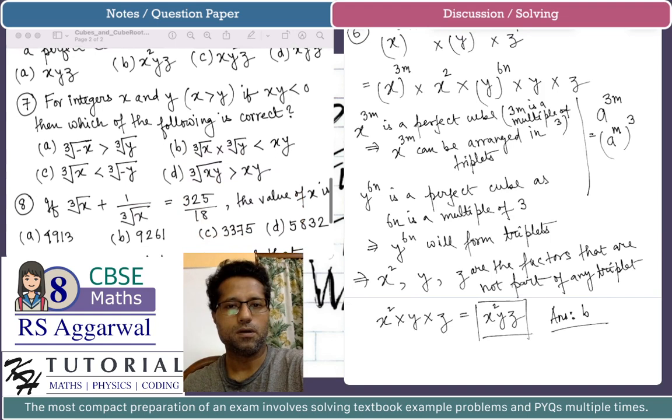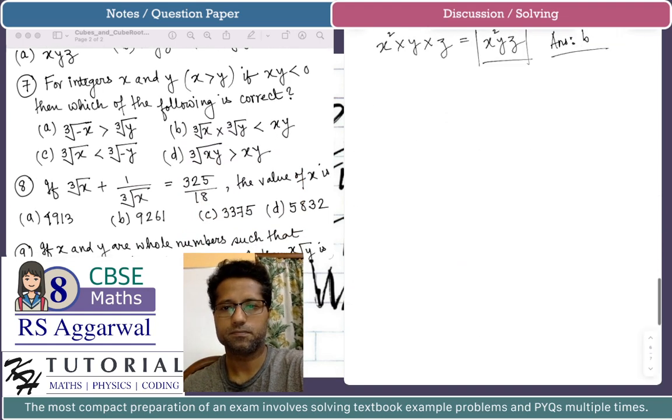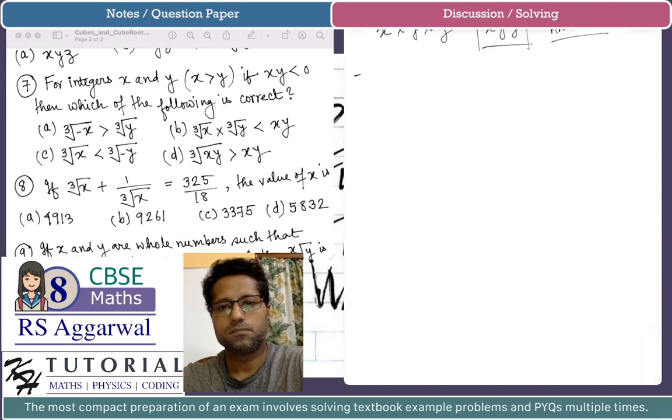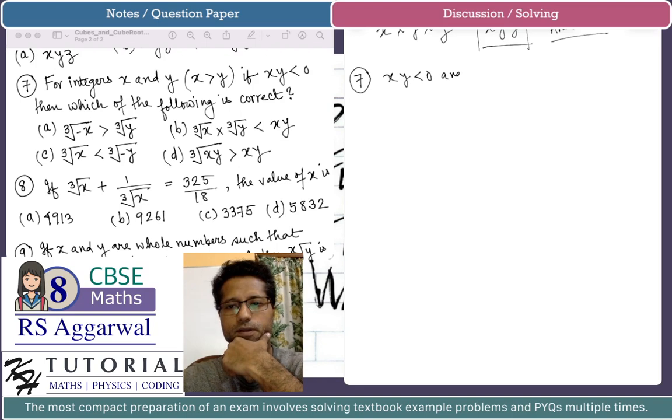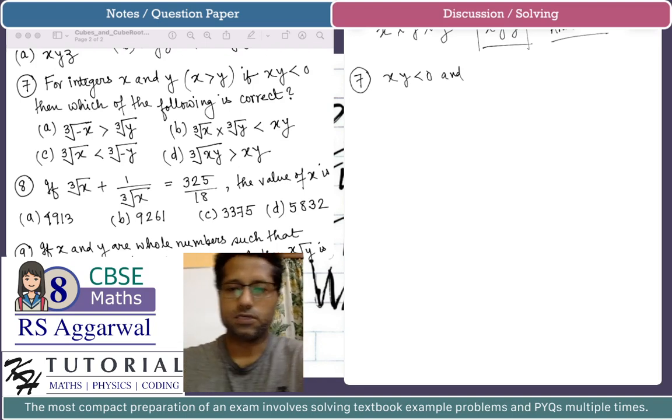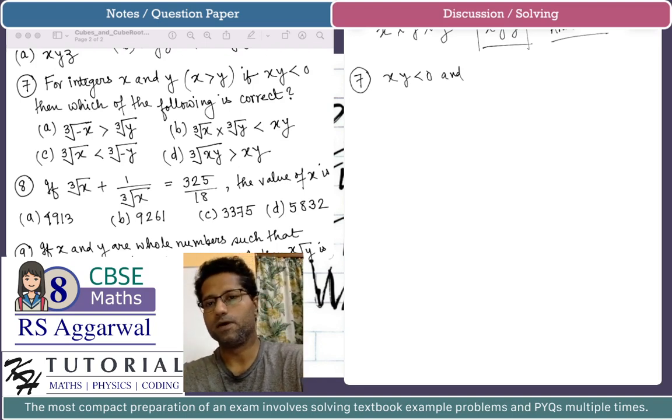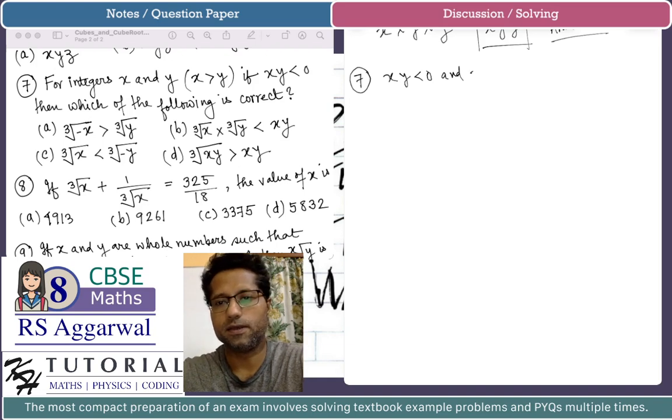Okay, let's do problem number 7. It is given for integers x and y, where x is greater than y. If xy is less than 0, then which of the following is correct? xy is less than 0, and the given information are xy, x multiplied by y, is less than 0, and it is given that x is greater than y.